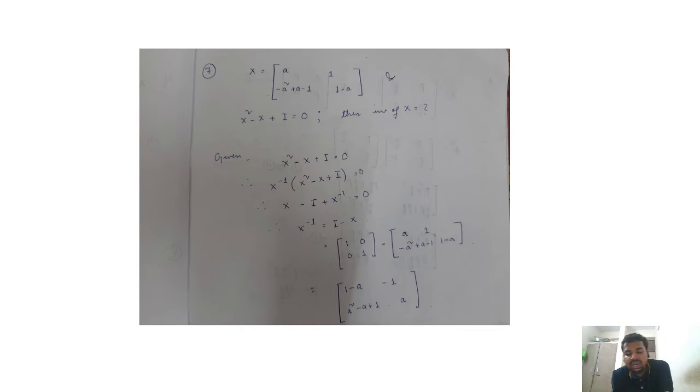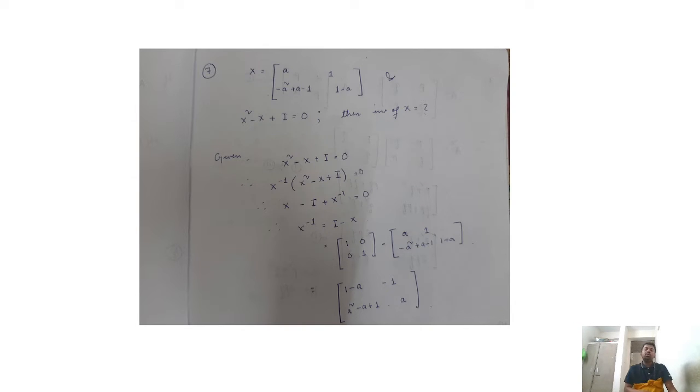So here it is given that capital X is a matrix of size 2 cross 2. It's a square matrix, and the content of this matrix is given here. The first component is A, then it's 1, then it is minus A square plus A minus 1, and the next component is 1 minus A. Also it is given in the question that capital X square minus capital X plus I is equal to 0. And our objective is to find the inverse of X.